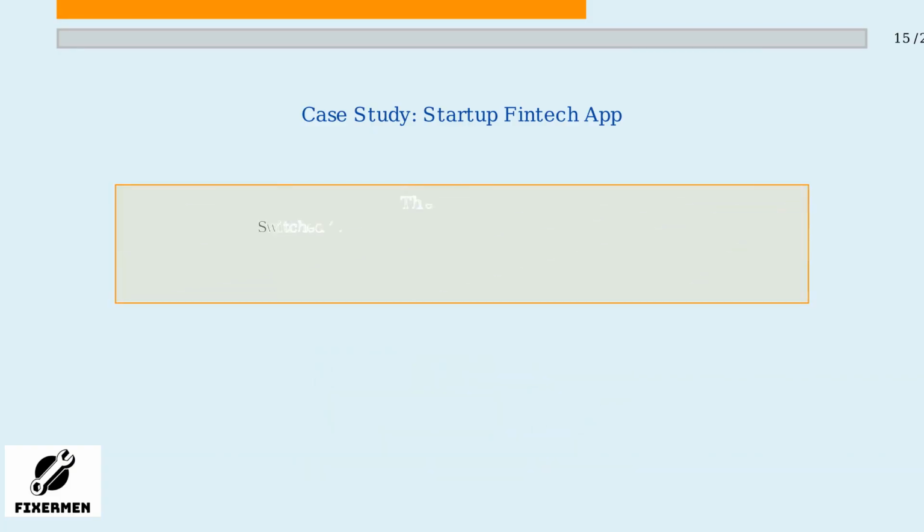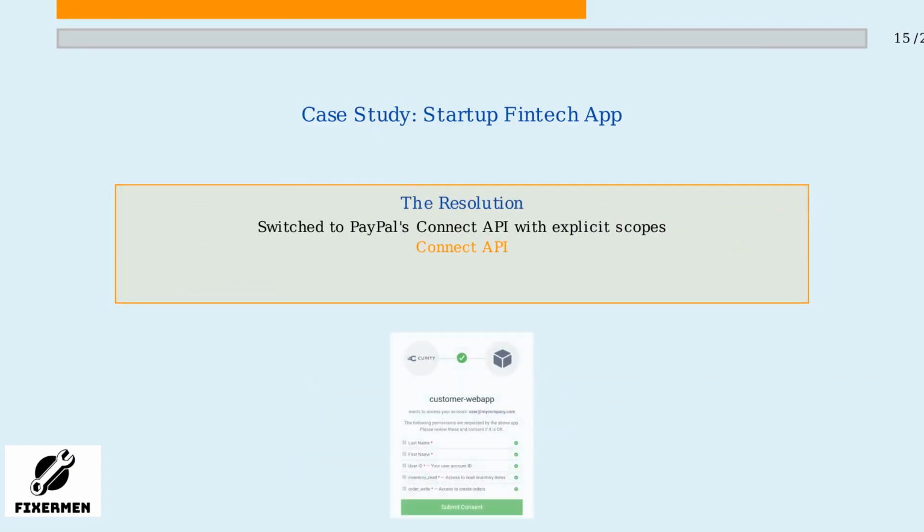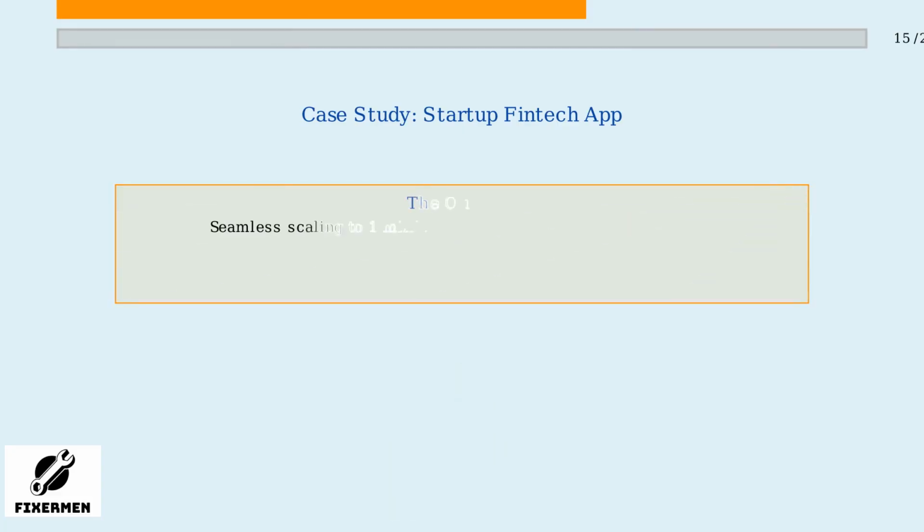The solution involved switching to PayPal's Connect API and implementing explicit OAuth scopes, ensuring proper permissions for user data access, as shown in the consent request screen. This fix enabled the app to scale seamlessly to over 1 million users, eliminating recurring permission errors and improving overall reliability.